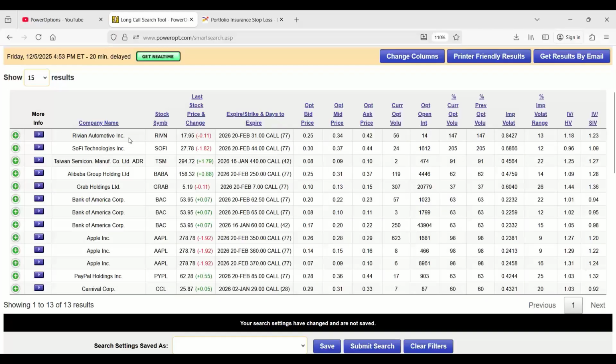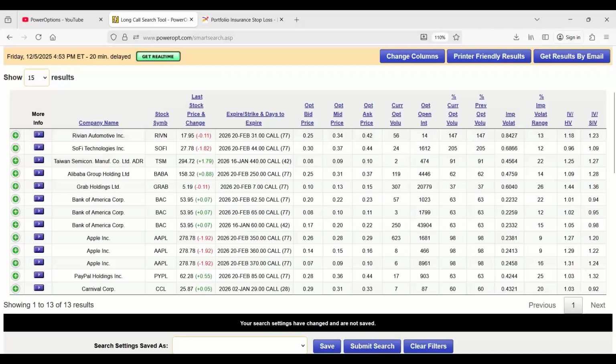But we've got Rivian. Ooh, yeah, I don't know about that one. We got SoFi. Not so sure. Alibaba's good price, but 10% of the money. We're looking at the 250 call at 31 cents. It's a little rough, isn't it? Bank of America, though, not bad, price-wise. Excuse me, Apple. Big gap here as well. PayPal Holdings and Carnival. Okay, so we see what?